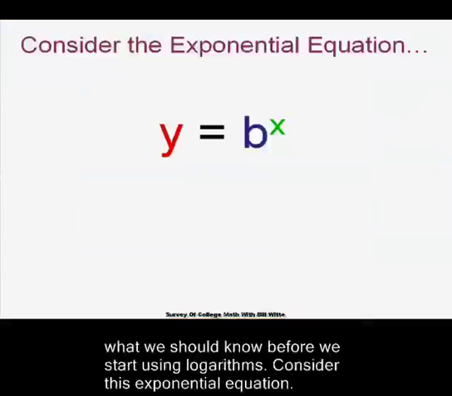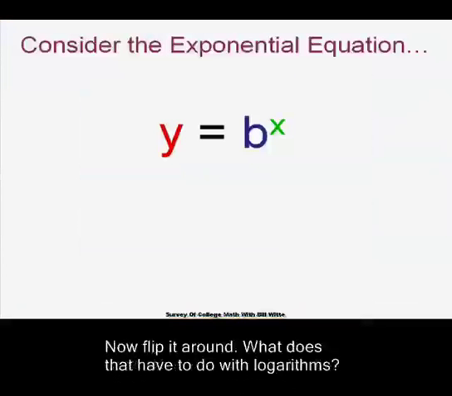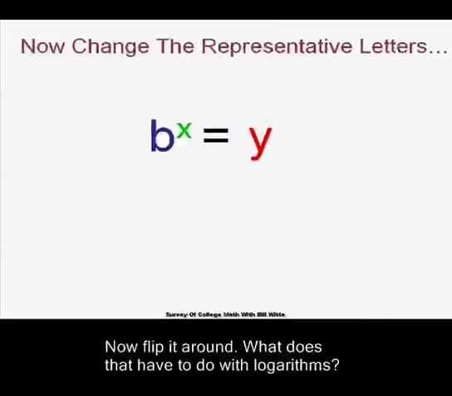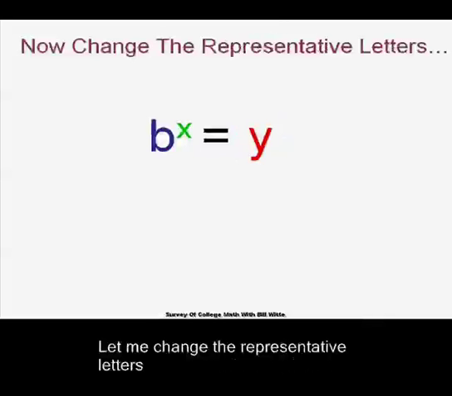Consider this exponential equation. Y equals b to the x power. I'm going to flip it around. If y equals b to the x, then b to the x equals y. What does that have to do with logarithms? Well, I'm going to change the representations of these so that I can remember them.